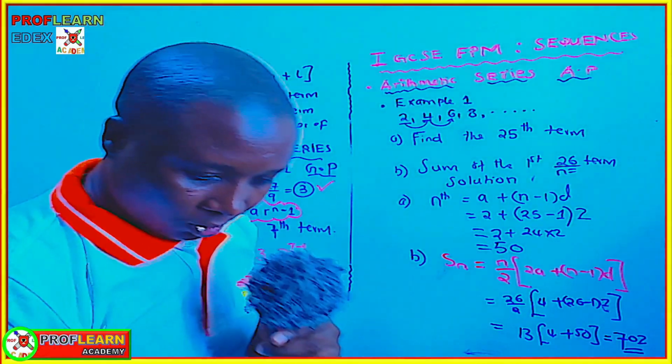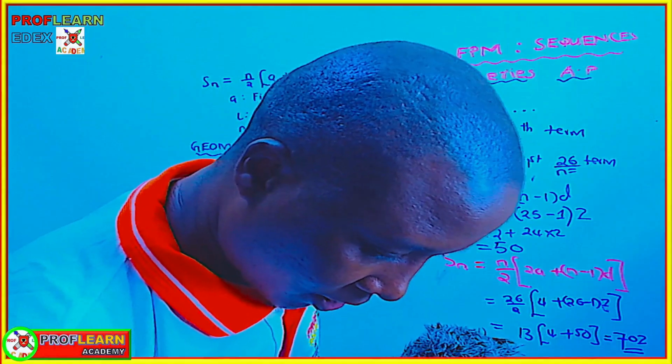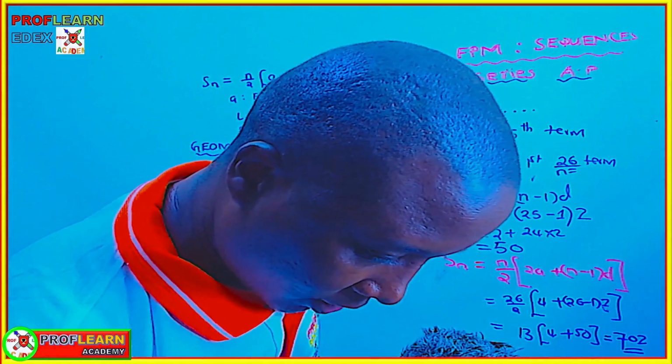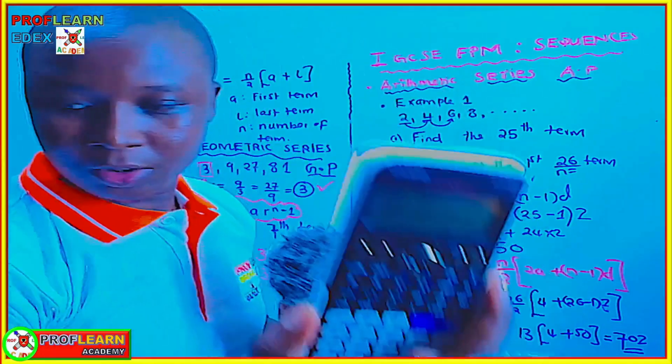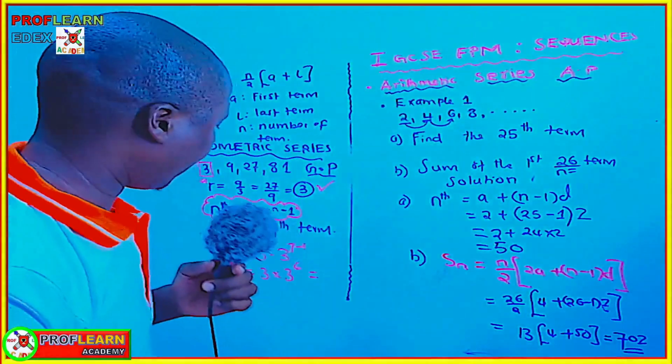If you work it out, 3 times 3 raised to power 6, you are going to get your answer as 2187.